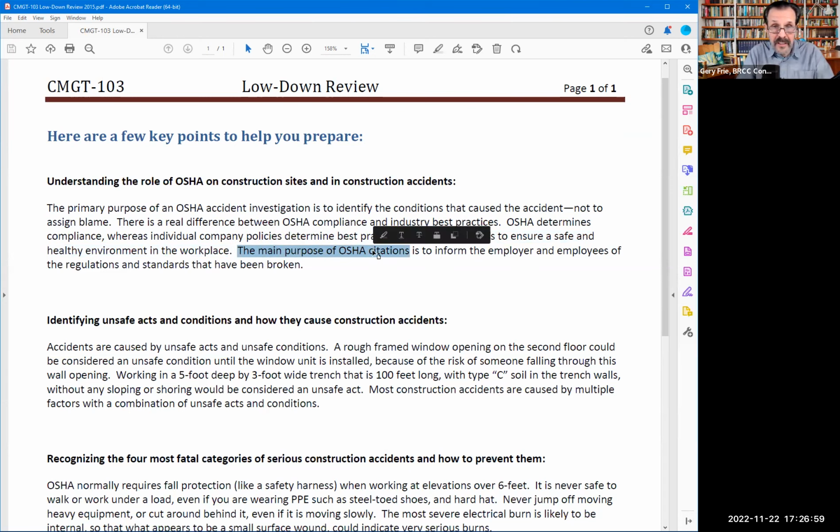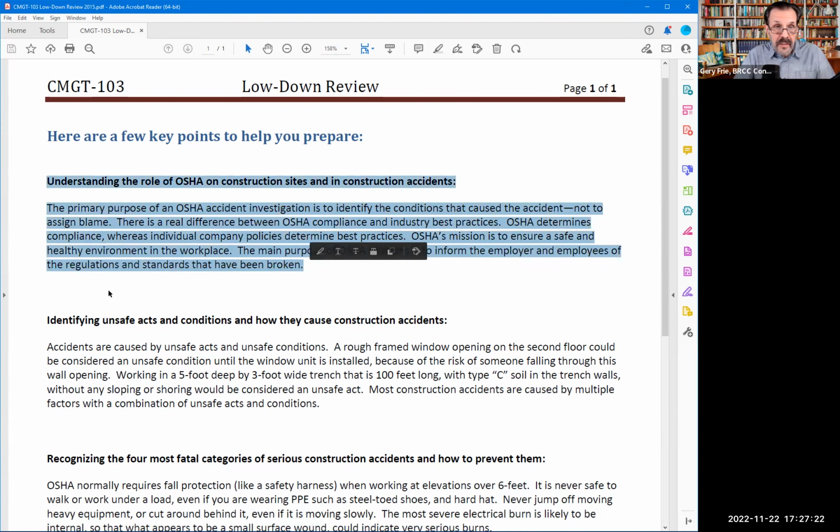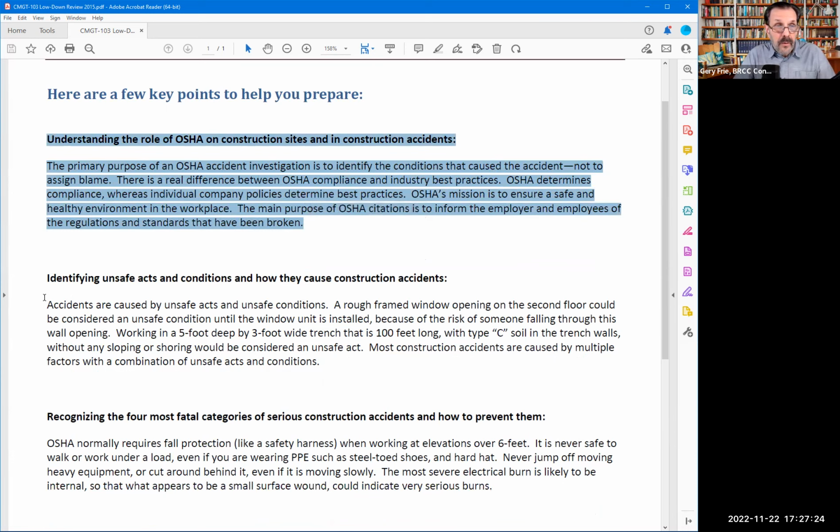But anyways, what's the main purpose of an OSHA citation? Well, that's a legal document, like the speeding ticket you might get for speeding. That's a citation. It is used to inform the employer and the employees of the regulations and standards which have been broken when OSHA comes in to do an inspection. So just keep all of that in mind. There may be 5 questions under this category here. So you can kind of see that every single word in that paragraph matters.